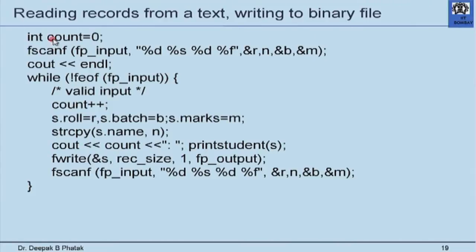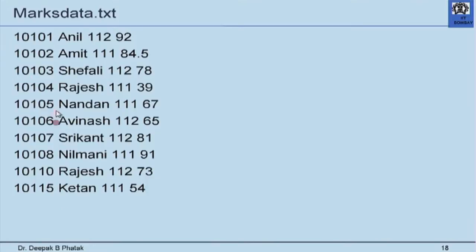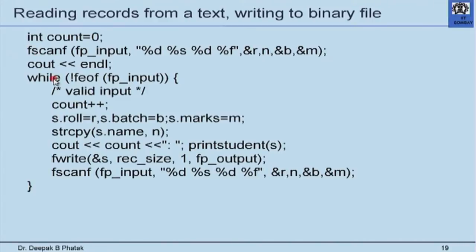Notice this. I have not given the declarations and so on, but it starts with int count equal to 0. It does an fscanf from fp underscore input. This is clearly the file pointer associated with the input file. An input file is a text file, none other than this file, which contains this text. So I have to open it by giving the name marksdata.txt and then read data from it. So this is what it attempts to do. It says fscanf. Scanf is the ordinary input function from keyboard. Fscanf says read from a file, and the first parameter of fscanf is the file pointer. So I say fscanf fp underscore input, and the remaining statement is exactly the same statement that I would have used to get these various components.